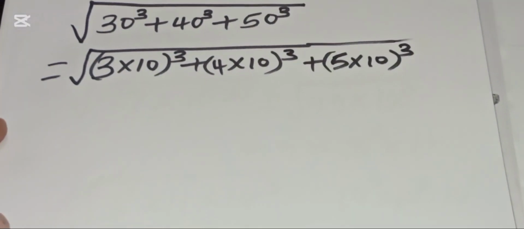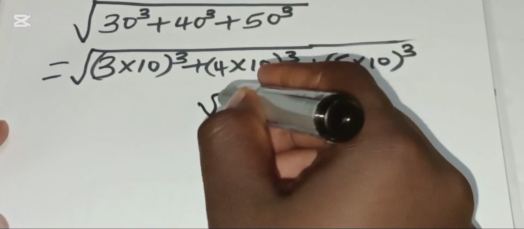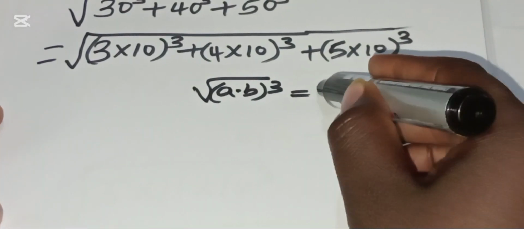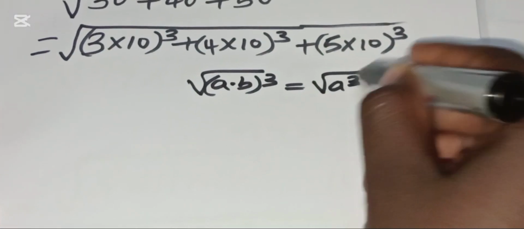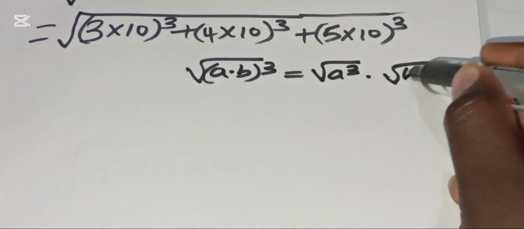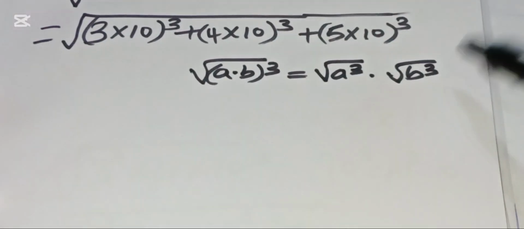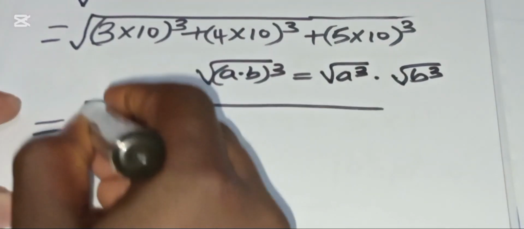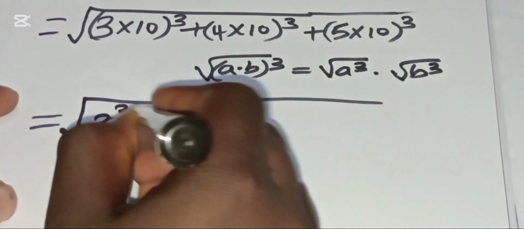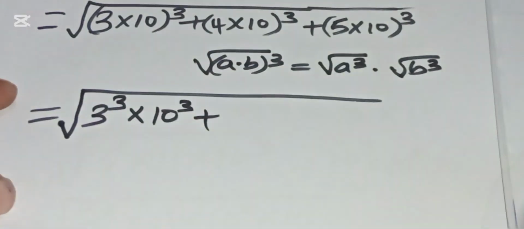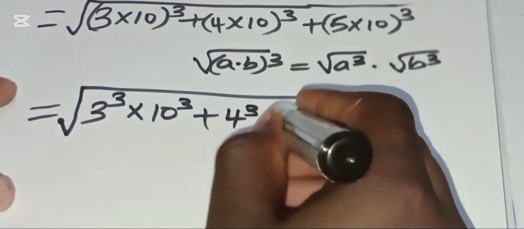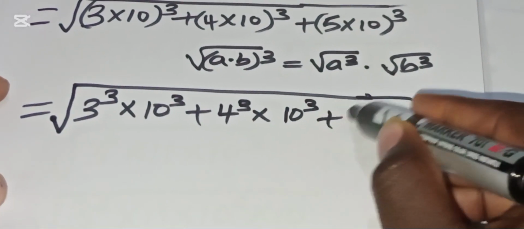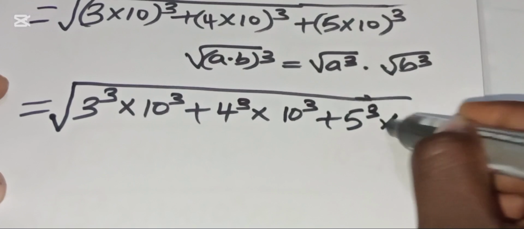Now, if you have the square root of a multiplied by b cubed, this can be expressed as square root of a cubed multiplied by square root of b cubed. So let's apply this property. We're going to have the square root of 3 cubed multiplied by 10 cubed plus 4 cubed multiplied by 10 cubed plus 5 cubed multiplied by 10 cubed.